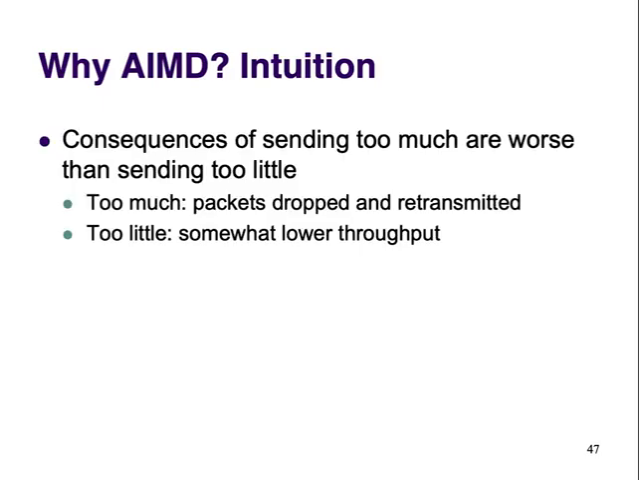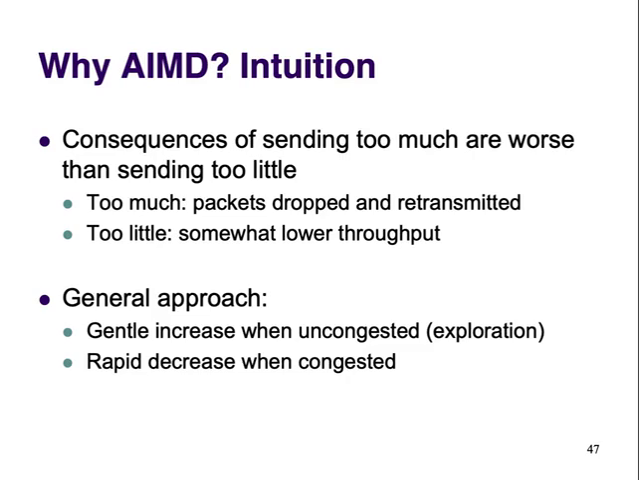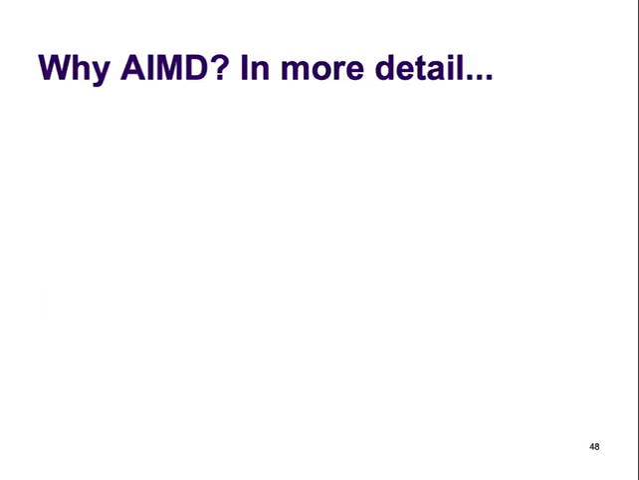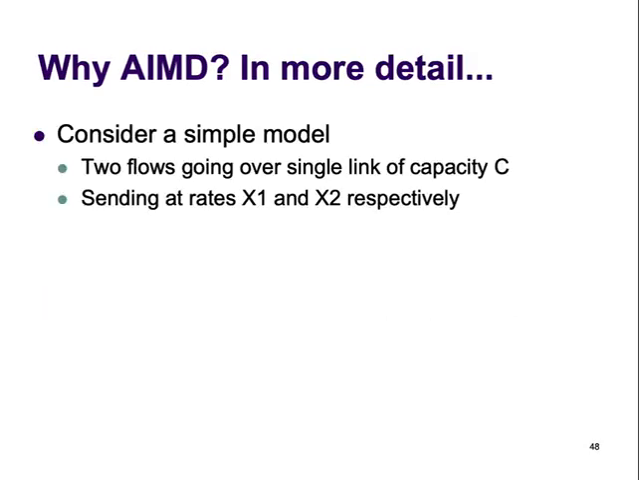The intuition is that getting it wrong and sending too much is usually worse than sending too little. Because if you send too much, you congest the network, you get loss and you get delay. If you send too little, you're just getting somewhat lower throughput. So the general approach that we take is a gentle increase when you're uncongested, so it's gently exploring. But when you hit congestion, you cut down very quickly. That's additive increase, I increase slowly, and multiplicative decrease, which is I drop very quickly. Most of the rest of this lecture is going to go into this why AIMD in more detail.